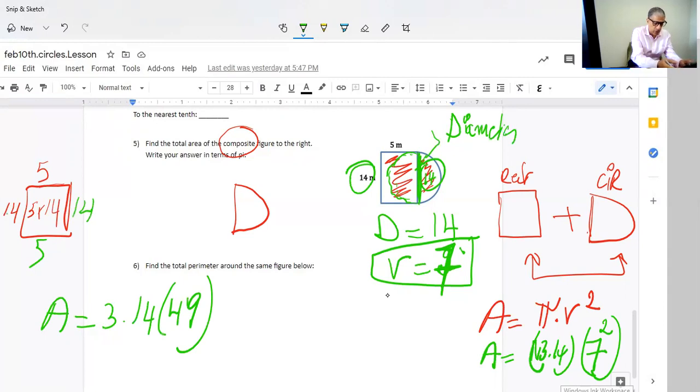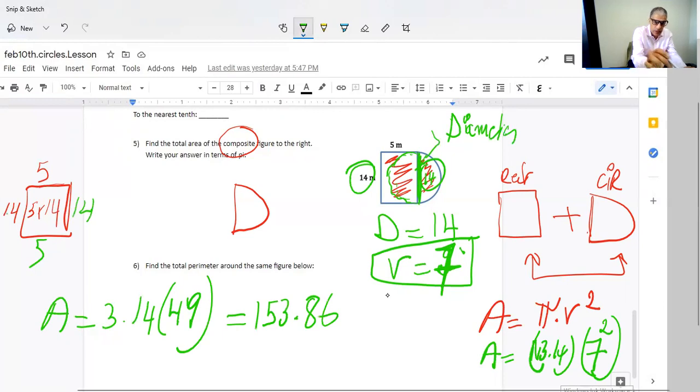So 3.14 times 49, I get 153.86. So that's the area of the circle. But this gives me the area of the whole circle, okay? It gives me the area if I have the whole circle, which I don't.